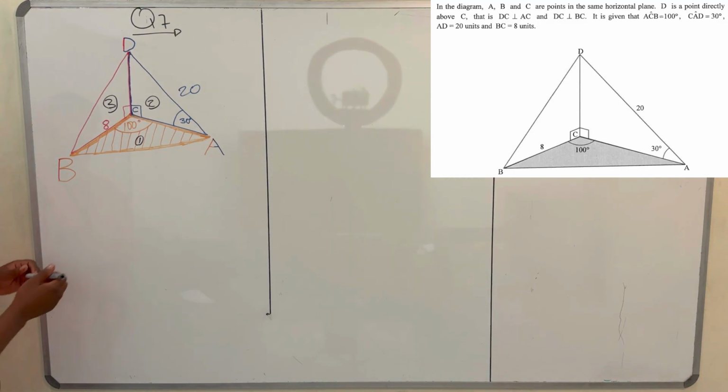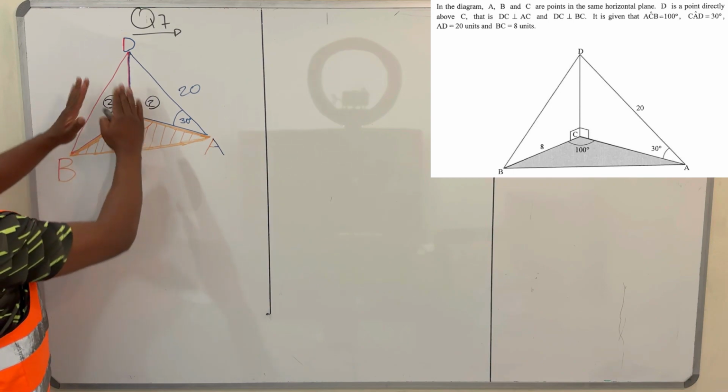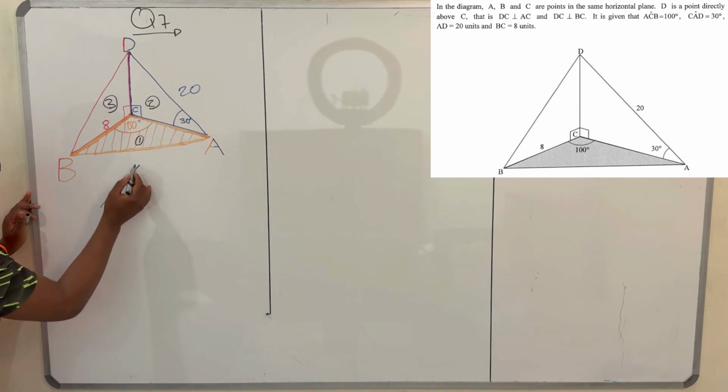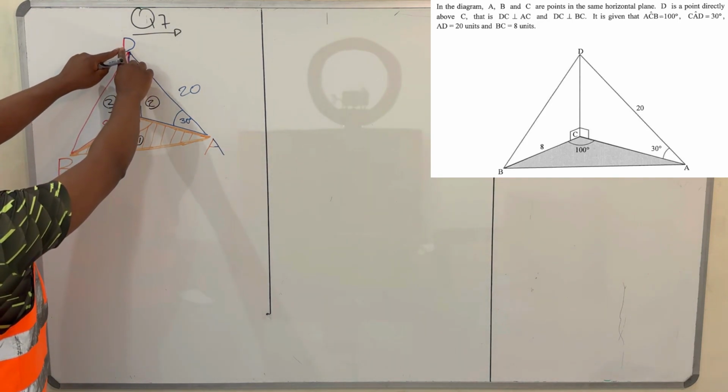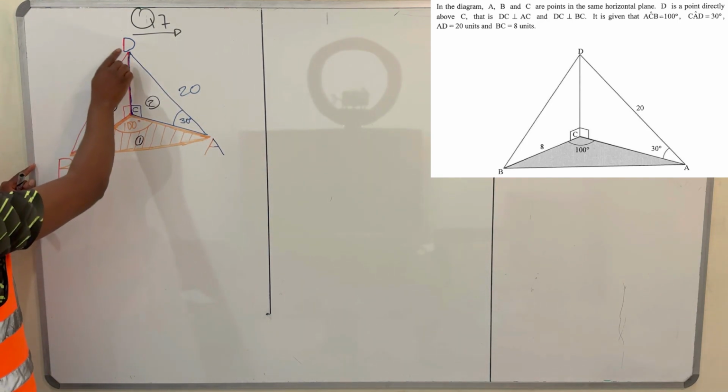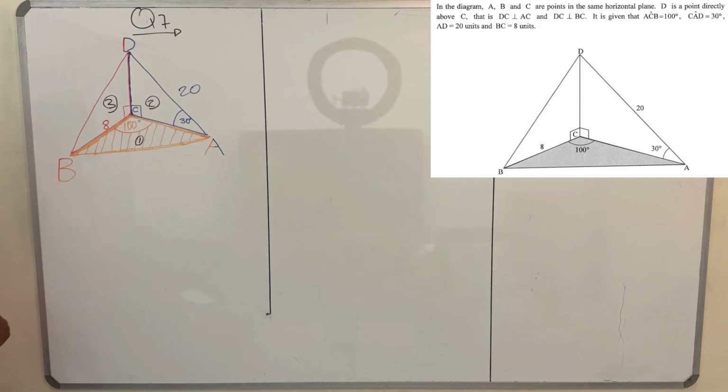But there's a fourth one. The fourth one is this one here, the face of this triangle. Or maybe let me use the same colors so that you can see. This one here, DAB. The face is also a triangle in its own right.